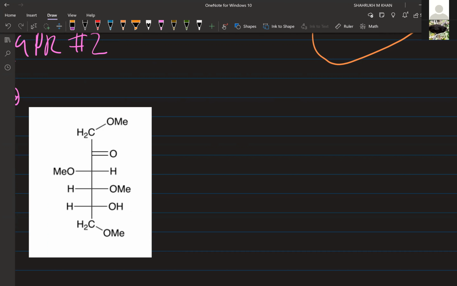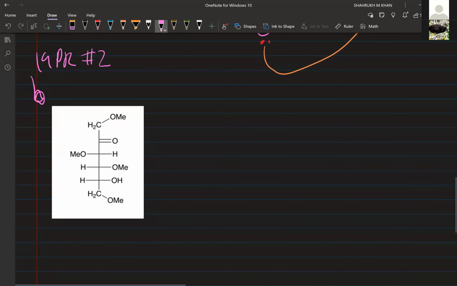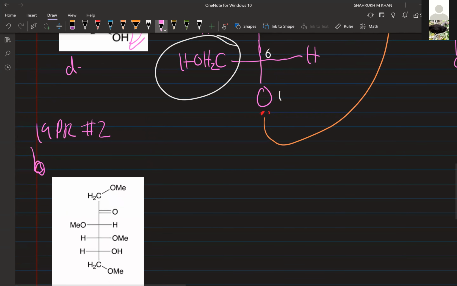So here, technically it would be this one here. First of all, is this natural or non-natural? Natural. So we'll say this is a D sugar, natural. I don't know if I wrote it on the other one. Right here too, D sugar, natural.